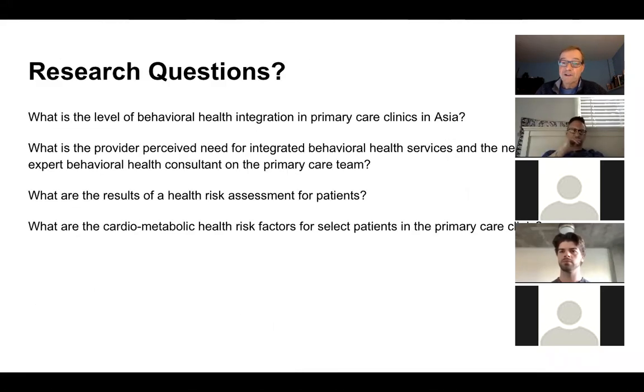We're trying to find out from this study these following research questions. What's the level of behavioral health integration in clinics in Asia compared to the United States? What's the provider perceived need for integrated health services and need for a behavioral health consultant if it was available?